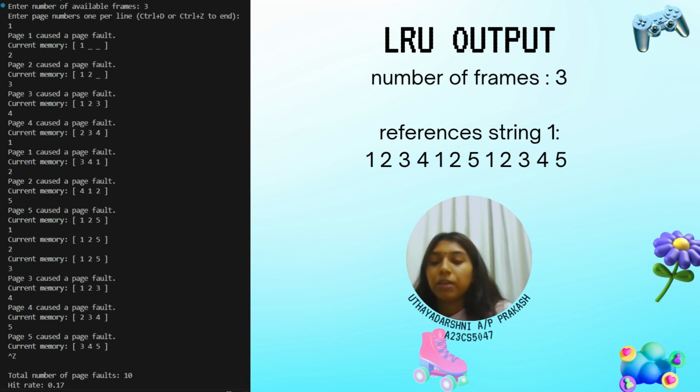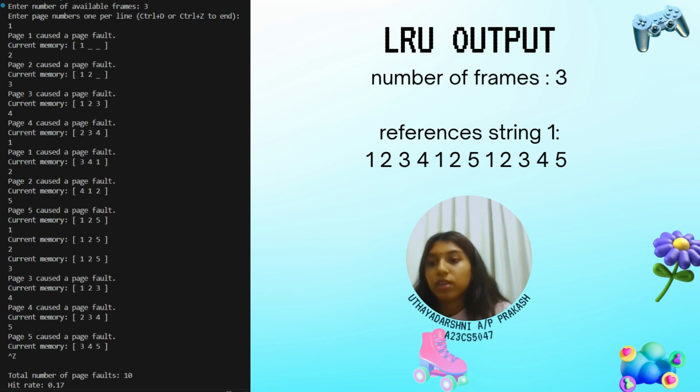Step 8, page 1 is already in the memory, so the memory stays the same, 1, 2, and 5. Step 9, page 2 is also the same, it is already in the memory, so the memory stays the same. Step 10, page 3 is not in the memory, so it removes the oldest used page, which is page 5, so the memory becomes 1, 2, and 3. Step 11, page 4 is not in the memory, so we remove the oldest used page, which is 1, so the memory becomes 2, 3, 4.